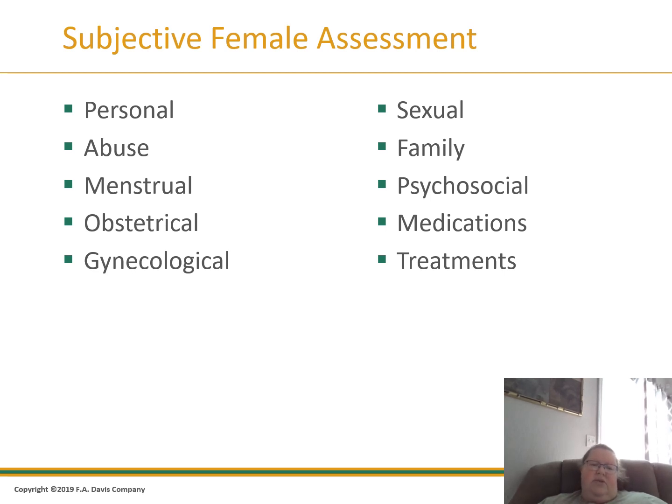Abuse. Do they have any history of abuse? Their menstrual cycle. When was their last monthly period? The first day of their last menstrual period is the one that we want to know. Obstetrical, do they have any children? That tells us that they are able to have children, number one. Number two, it also tells us their history. Have they had miscarriages? How many miscarriages? They had one child, and then ever since they've had miscarriages, that might be something that needs to be looked into further.